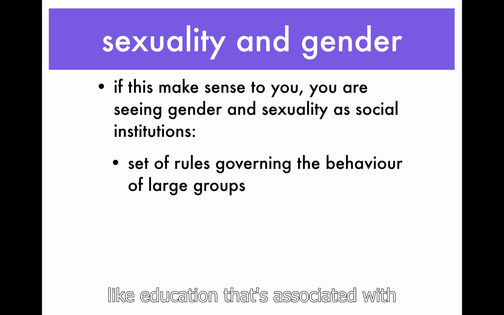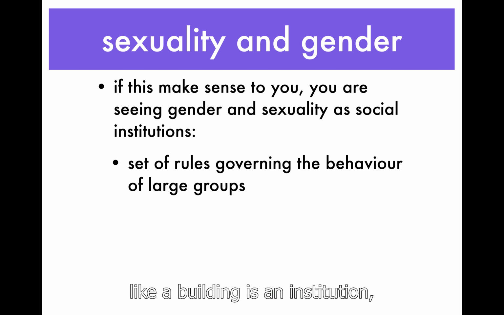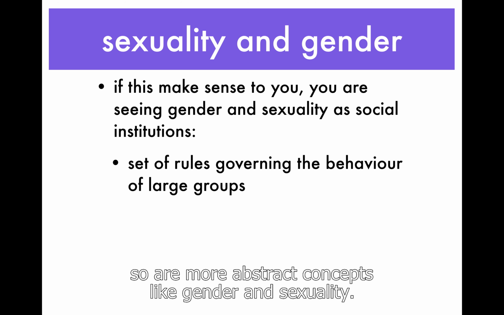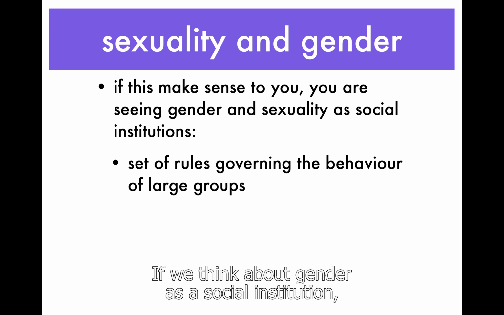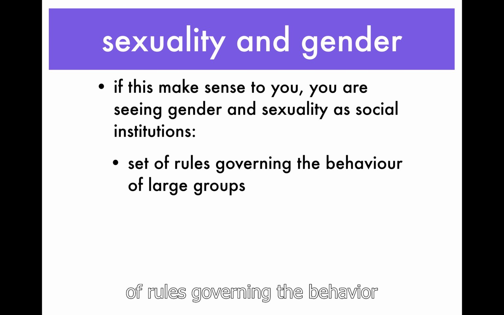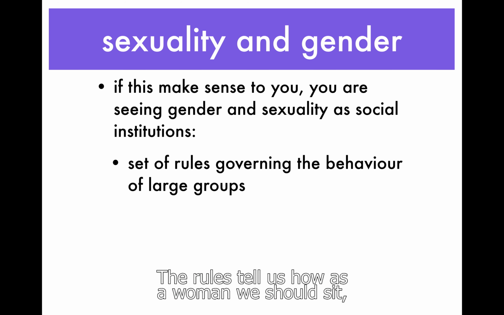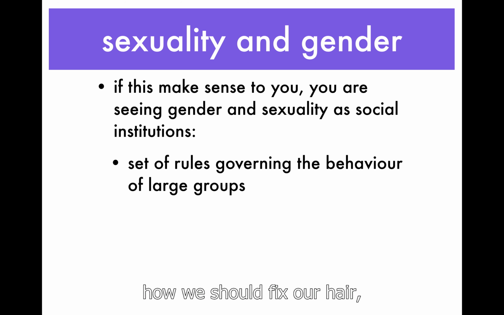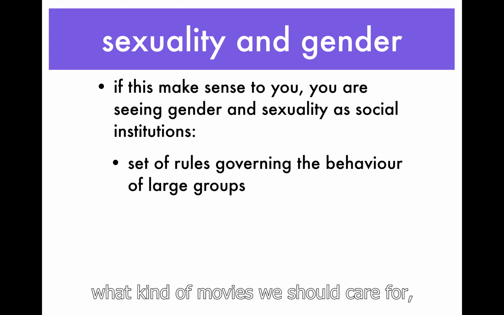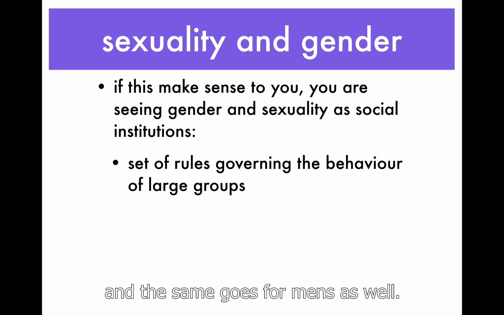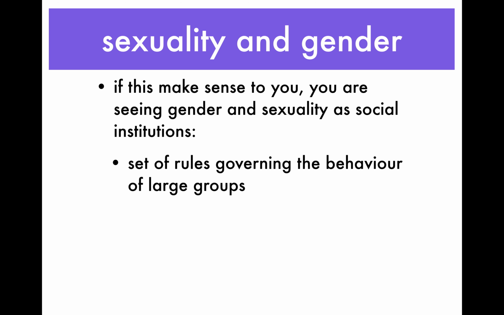Right? But just as something like education that's associated with a building is an institution, so are more abstract concepts like gender and sexuality. If you think about gender as a social institution, it also can be seen as a set of rules governing the behavior of large groups of people. Right? The rules tell us how, as a woman, we should sit, how we should fix our hair, how we should talk, what kind of food we should like, what kind of movies we should care for, and the same goes for men as well.